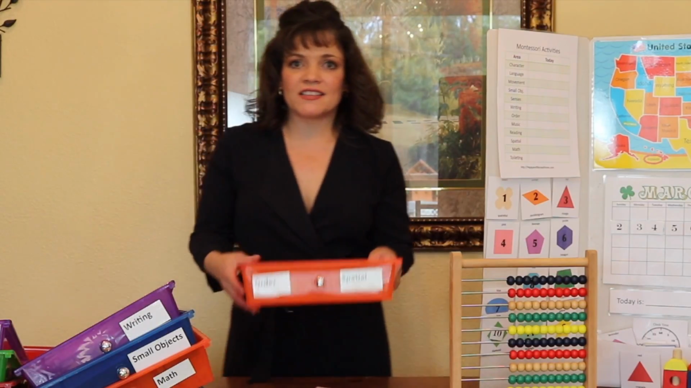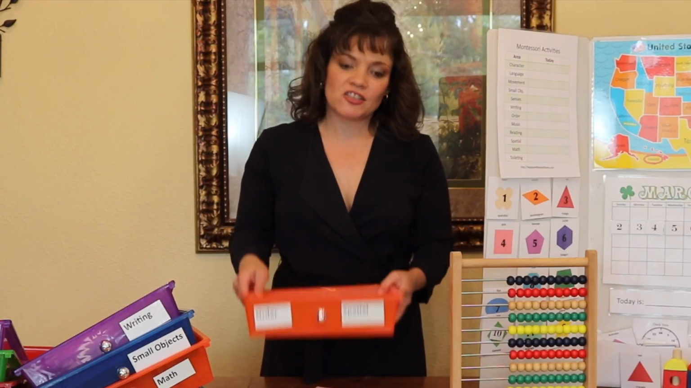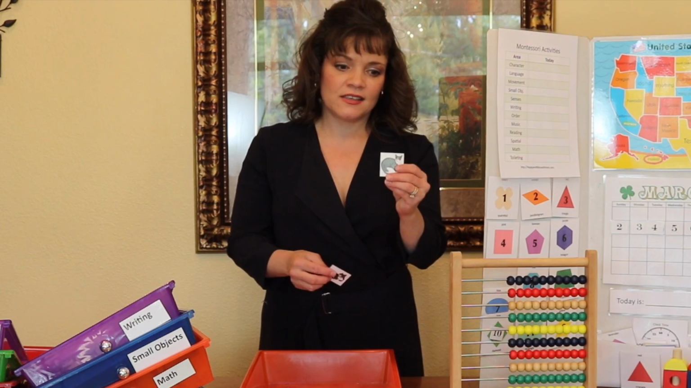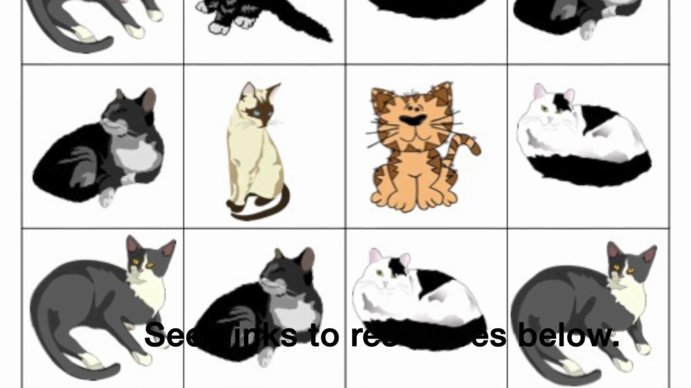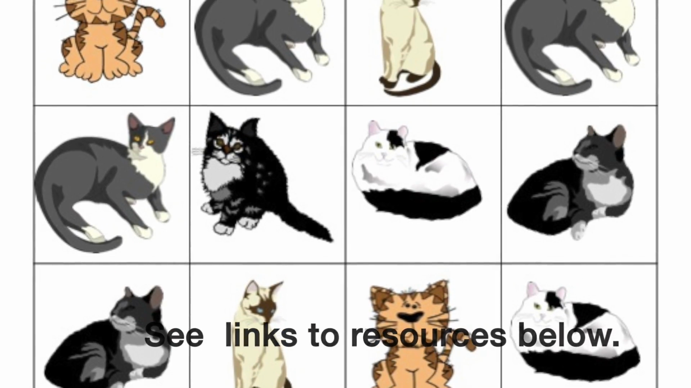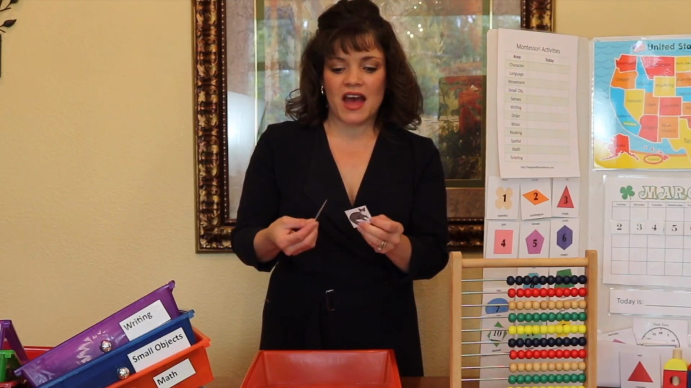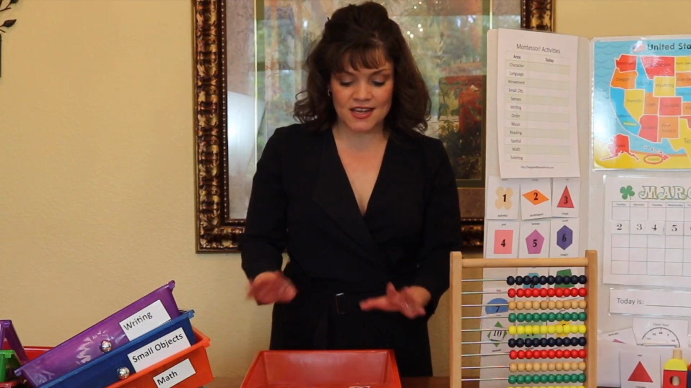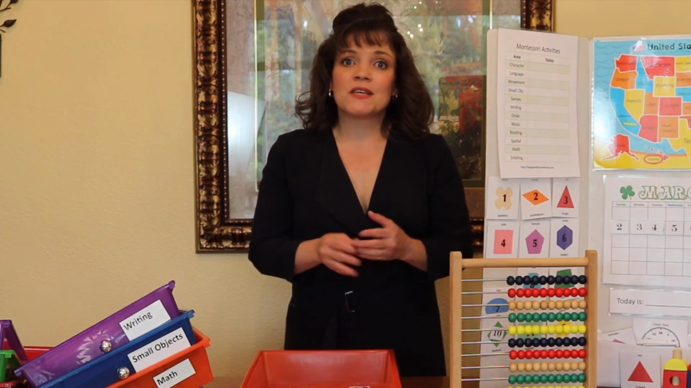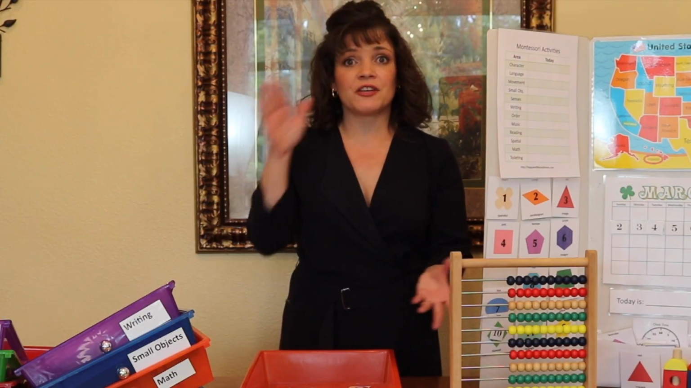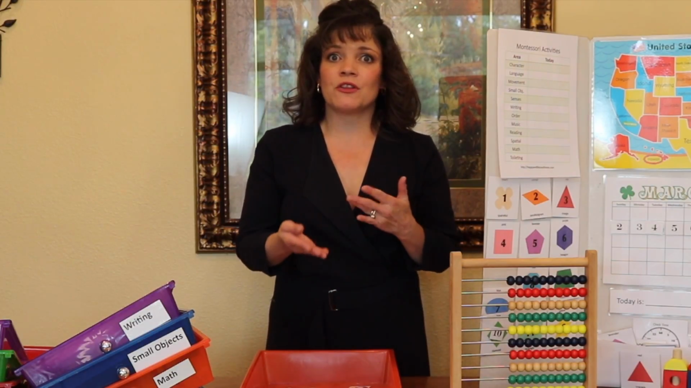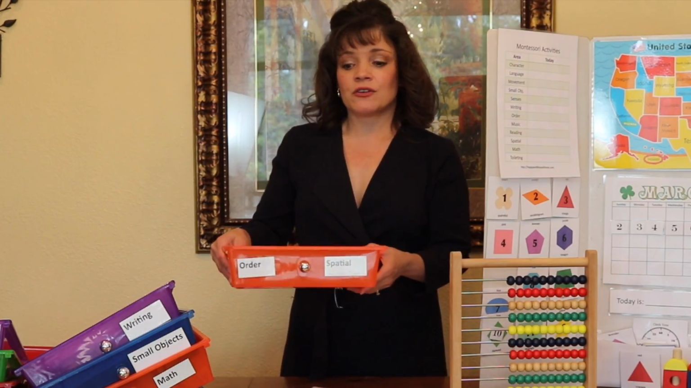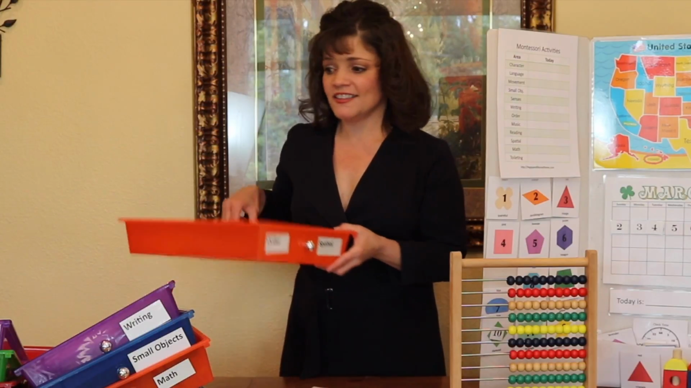Next is order and spatial. For order and spatial, I went ahead and put together a bunch of cat cards, and they're numbered on the back. And then there's a worksheet where they can put these cats in order. And so that helps them with order and spatial. There's also some puzzles in the activity pack. Again, that helps them to recognize shapes and to put together an image from the shapes, which helps with spatial recognition and knowing how shapes are ordered together. So that's our spatial and order activities for the week.